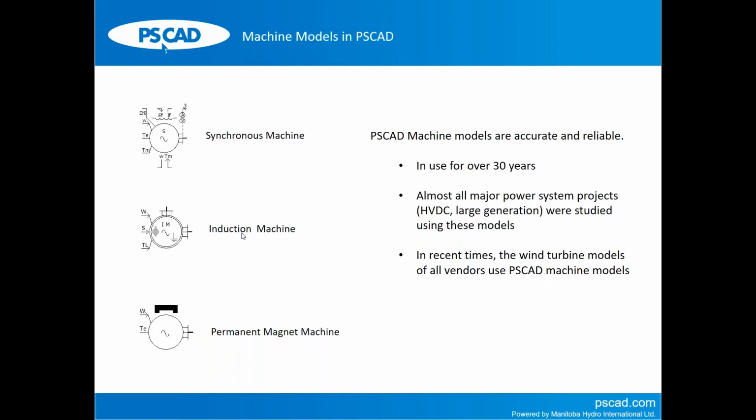We have an induction machine, and this machine can be used to represent both a wound rotor type machine, where you have the rotor windings coming out, or, if it is a squirrel cage machine that you are studying, you simply select to short the rotor windings. Then mathematically it will behave as a squirrel cage machine. We also have a permanent magnet machine, which is very similar to the synchronous machine. The only difference is you don't have a field winding here, you have a permanent magnet.